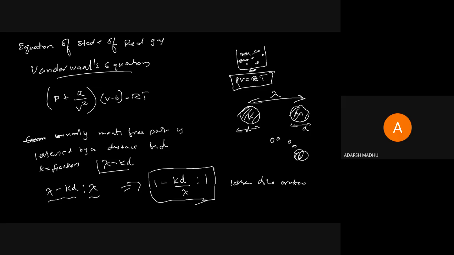If it is the lessening ratio, what will the increase ratio be? Just the opposite, right? If the mean free path lessening ratio is 1 minus kd by lambda, then the increase in encounter ratio will be the opposite. Encounter means collision itself. So the encounter ratio is 1 is to 1 minus kd by lambda.